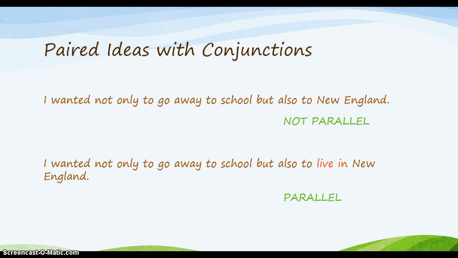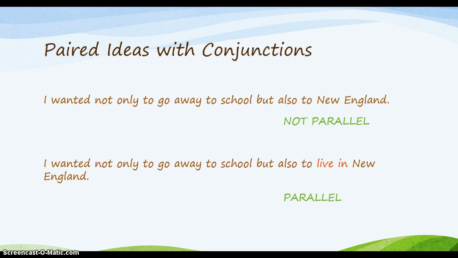I wanted not only to go away to school, but also to New England. Now, this is using the correlative conjunction not only, but also. It's not quite parallel though. Here's how we can fix it to become parallel. I wanted not only to go away to school, but also to live in New England.